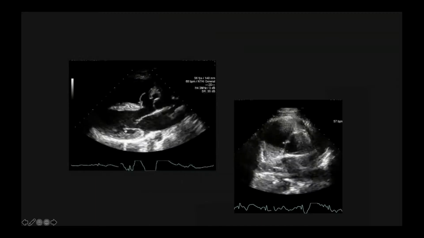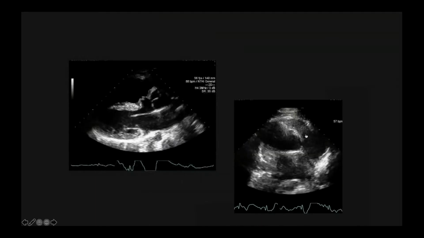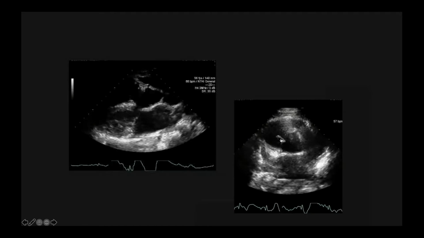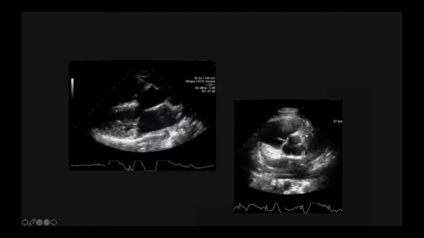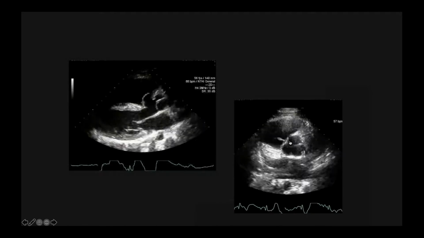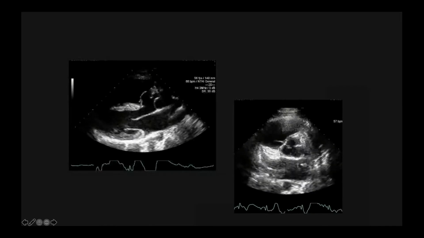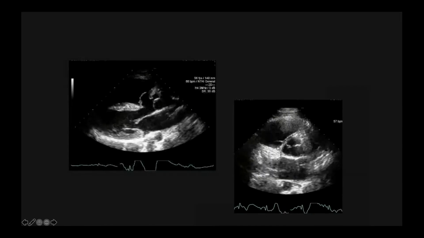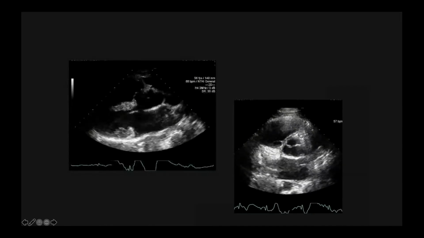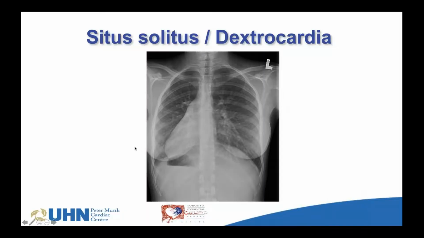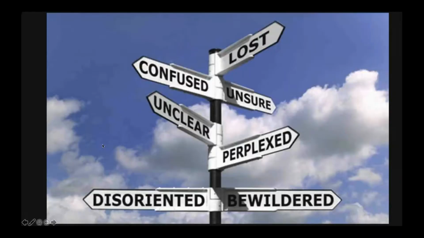And indeed, when you go to the parasternal short axis view, you see the great arteries are not in parallel position. The pulmonary trunk travels around the aorta. And that's the chest X-ray with abdominal situs inversus and dextrocardia.